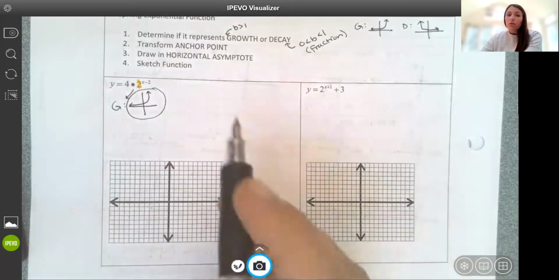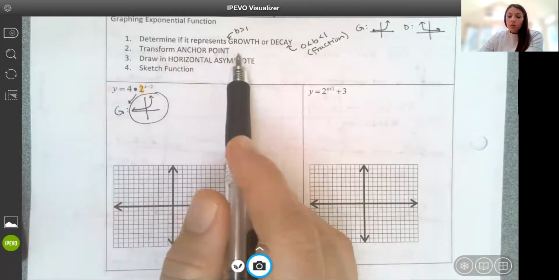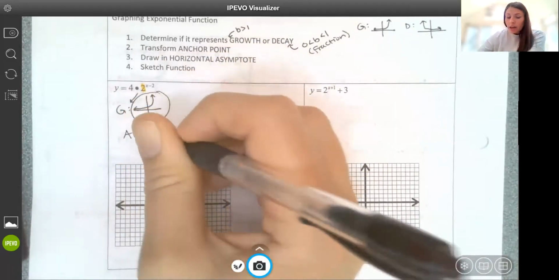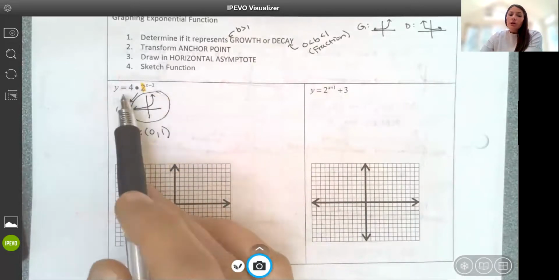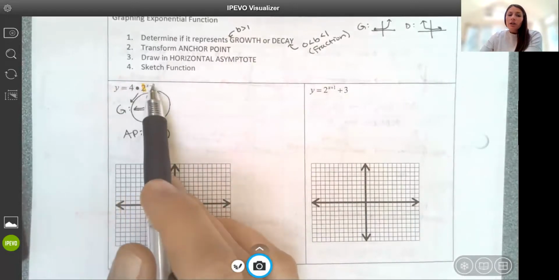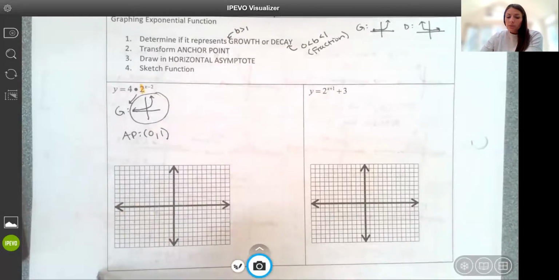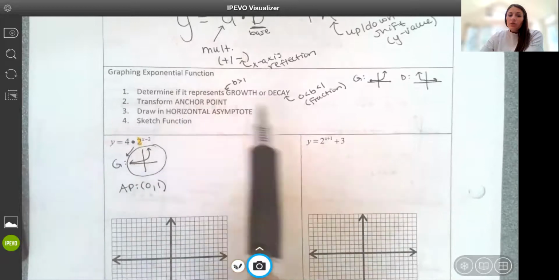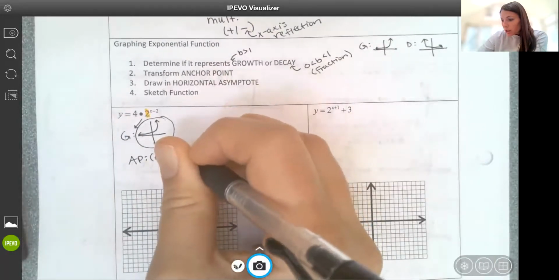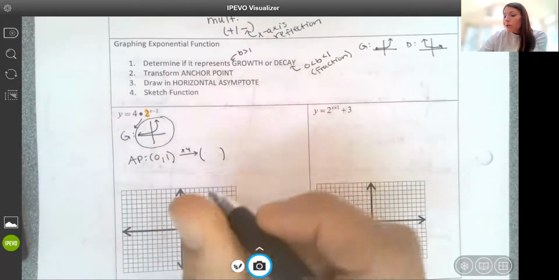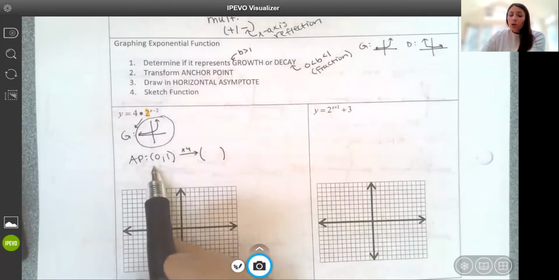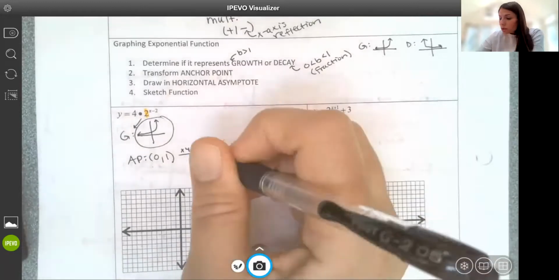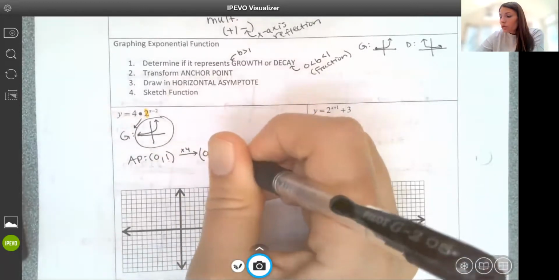And now what I do is I transform the anchor point. So remember, our anchor point is at (0, 1). And I'm going to read this function like I read a book. So I'm going to always start at the beginning and then work my way through the transformations. The first transformation I see is this a value out front, which I know multiplies everything by 4. If I multiply my anchor point by 4, all of it, it's going to give me 0 times 4, which is 0, and 1 times 4, which is 4.